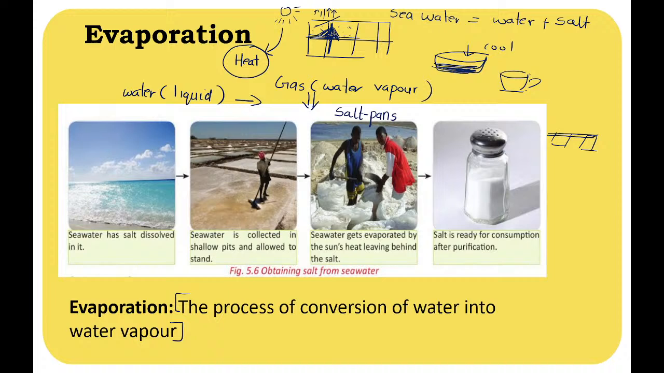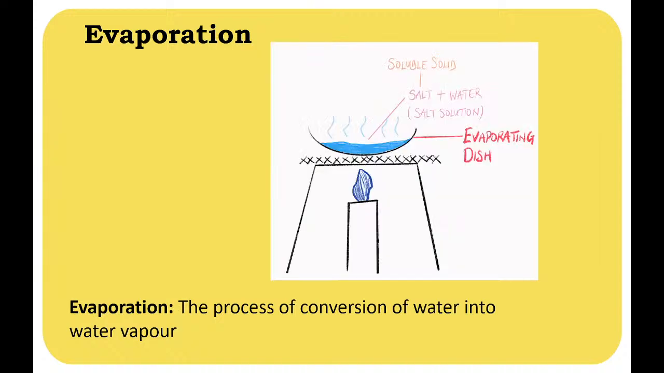So what is evaporation? It is a process of converting water into its water vapor. The best example of evaporation is to obtain salt from sea water. You may get a question for the exam: which method is used to separate salt from seawater? We use the evaporation method to separate salt from sea water. Okay, the method is called evaporation.